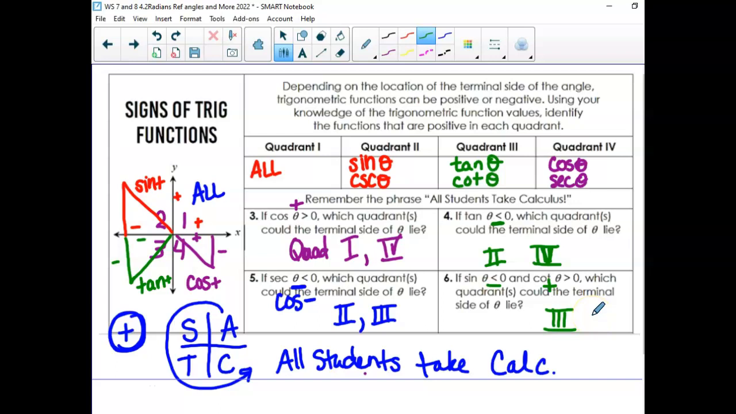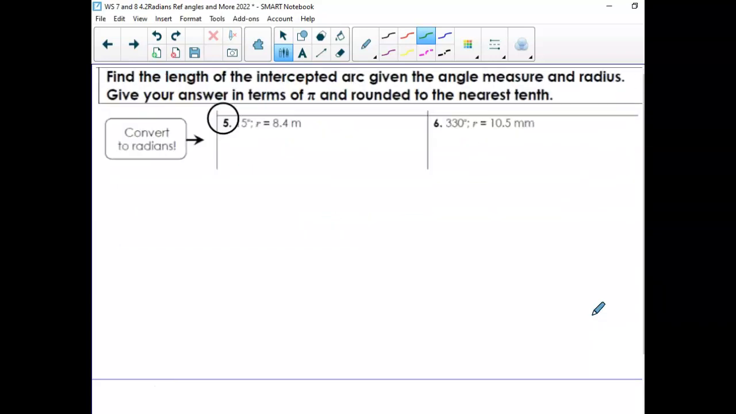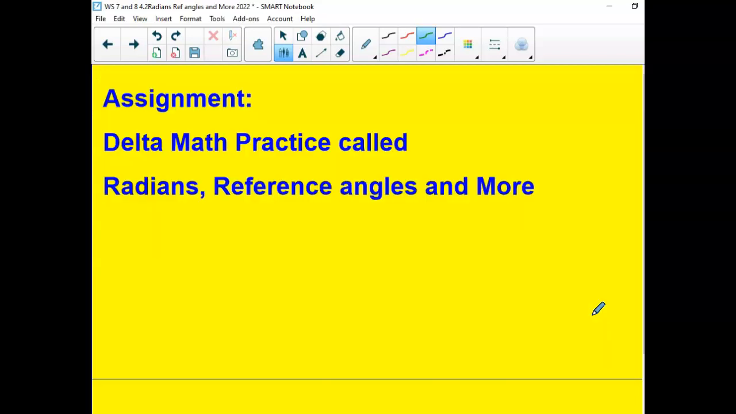Hey, you have to memorize a lot of stuff for this unit, okay? How we doing? This is the assignment. It's in Delta Math. It's called Radians, Reference Angles, and More. And the more is some arc length stuff that we didn't get to. I didn't plan very well, but we're doing fine. I have a work day built in next week, so if we get a little behind, we'll get caught up before the quiz.